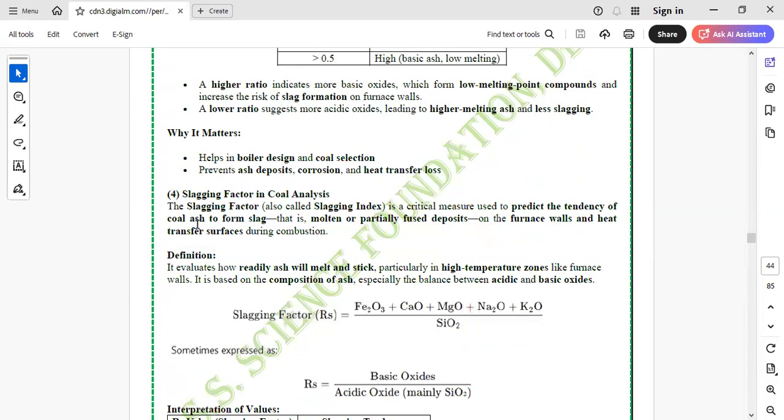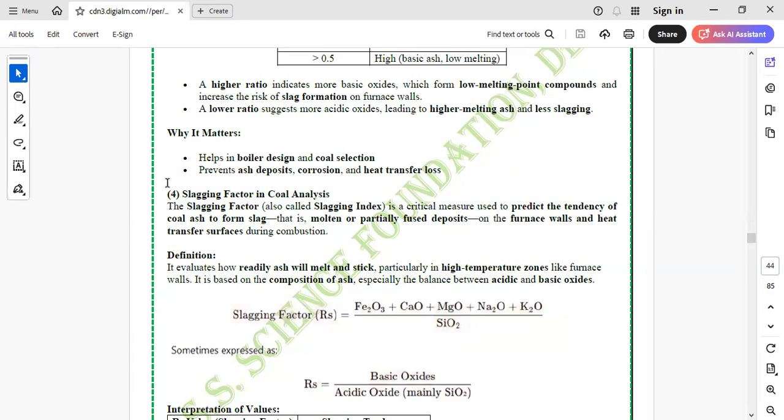And slagging factor you can calculate, like slagging factor has a formula like iron oxide, calcium, magnesium, sodium, potassium divided by silicon oxide. That is the slagging factor, which is here. Like these kinds of questions generally come in GATE, environmental science and engineering, and GATE metallurgical engineering and chemical engineering. I don't know why the teacher has put this here.